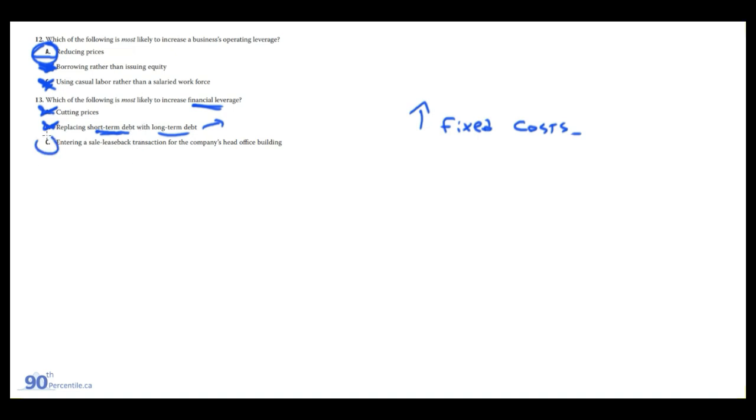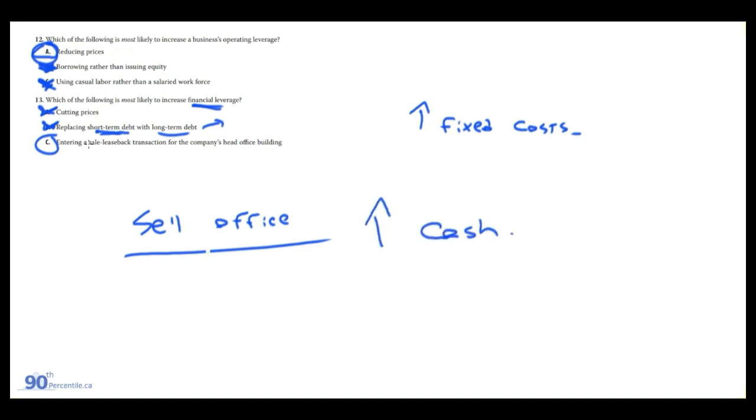So we're left with C, and the answer is entering a sale leaseback transaction for the company's head office building. In a sale leaseback, all you do is sell your office, in this case an office, but it could be any real estate. You get the cash, and then you enter into a leaseback transaction with the person who bought it. From there, you're going to have a monthly lease expense on your books, which, as we went over in the financial statement analysis topic, is treated as debt.